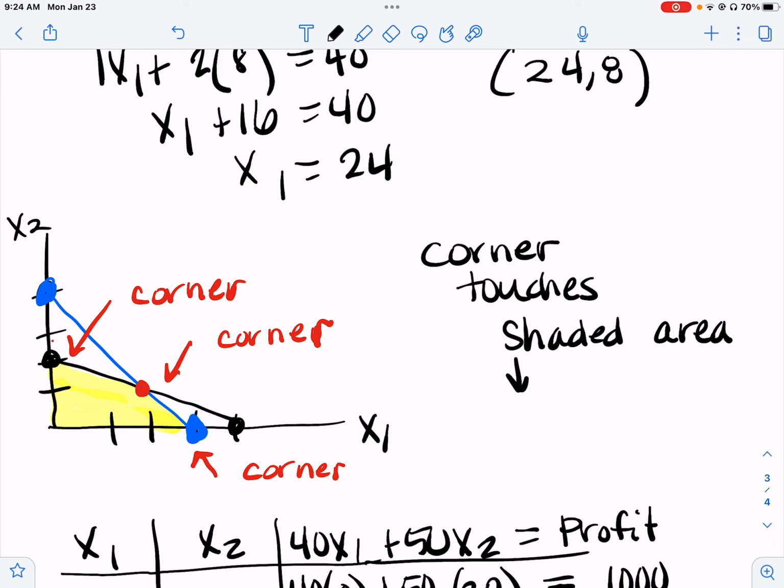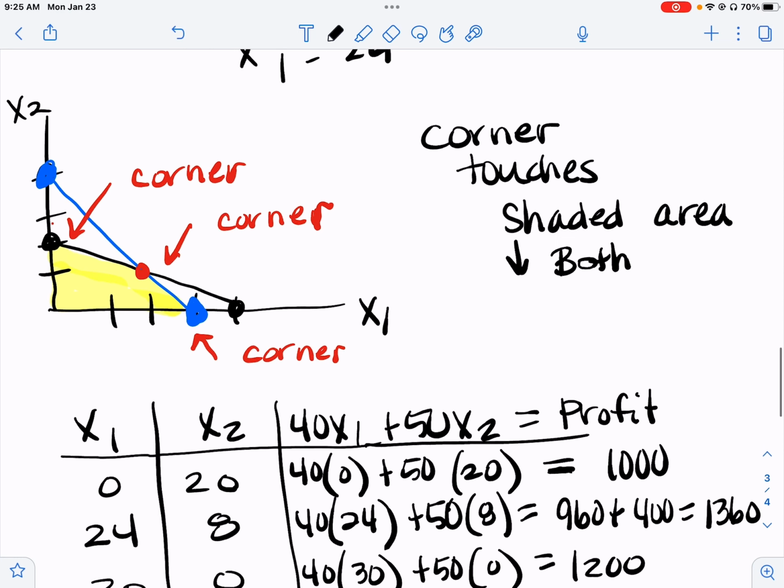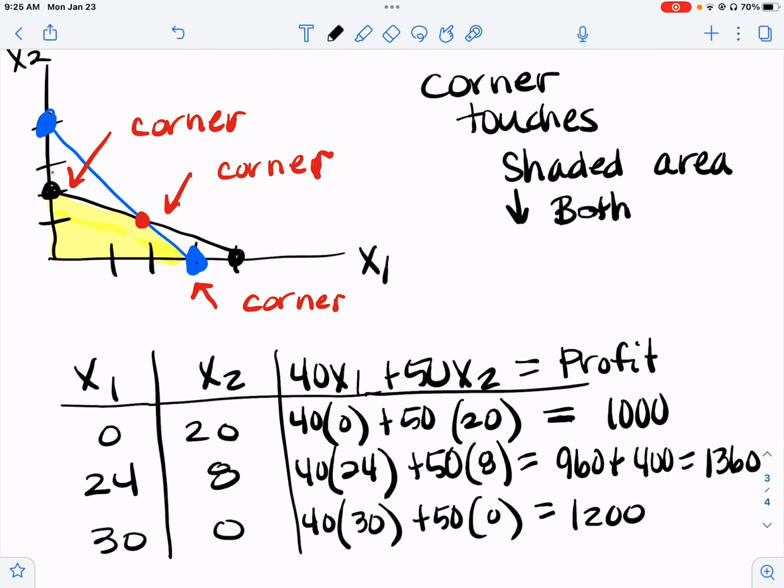Okay, the area that was shaded in both. Okay, so that yellow is the area that was shaded underneath both lines. So our corner points were (0, 20), the intersection (24, 8), and the other point (30, 0). Okay, when you plug in, you get those three profits. You plug into the profit.